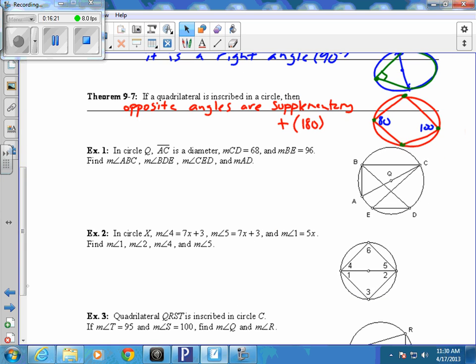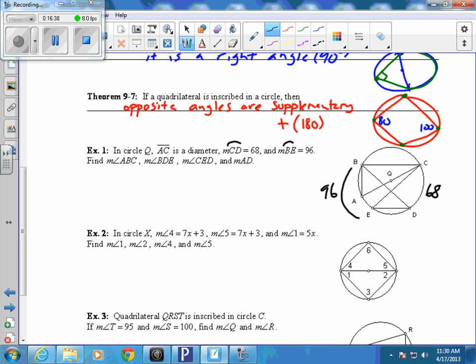Here's an example. In a circle Q, AC is a diameter, that's important, so semicircle. Measure of arc CD is 68, so that's right here. Make sure you label. Measure of arc BE, so from here to here, is 96 degrees. Find the measure of angle ABC, BDE, CED, and AED. So let's start with angle ABC. Okay, angle ABC is inscribed in a semicircle. AC is a diameter, so ABC would be half of 180, half of its intercepted arc. This would be 90 degrees.